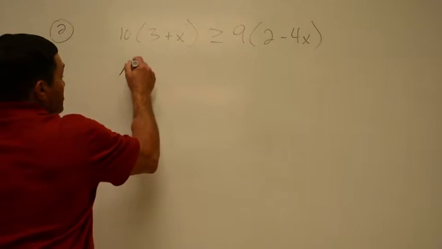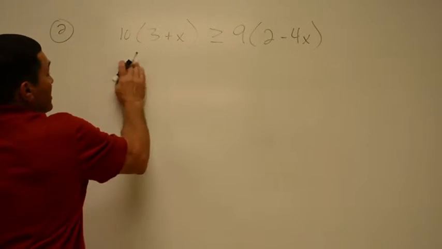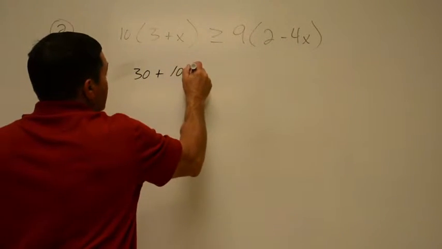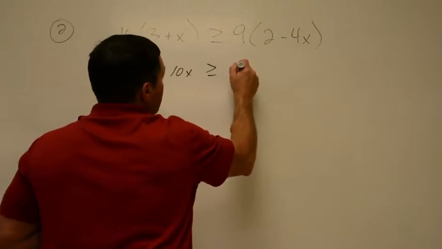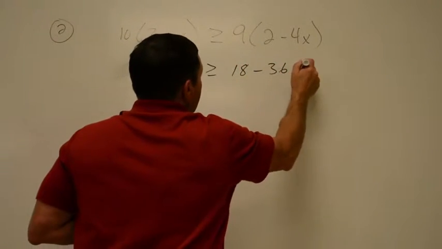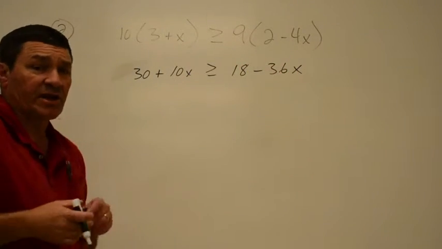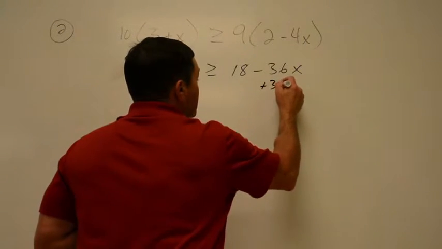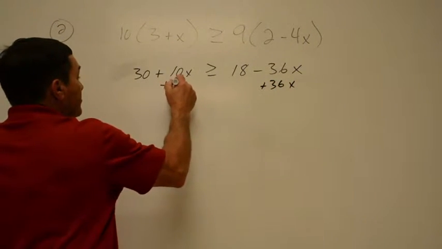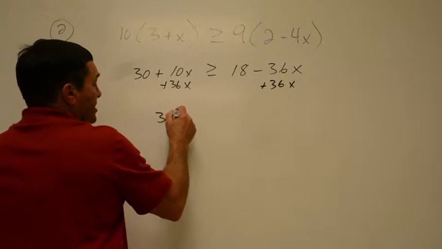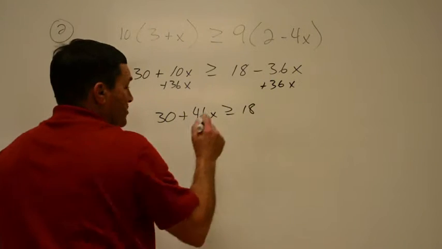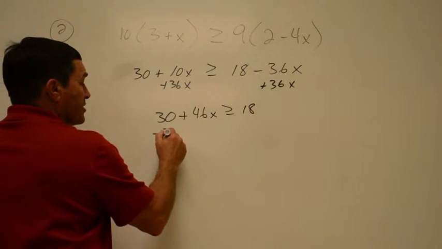So let's do that. We'll distribute the 10 across each of those terms. That would give me 30 plus 10x is greater than or equal to 18 minus 36x. I want to get all my x terms on one side, numbers on the other. I'm going to add 36x to both sides, just like I would with an equation. That gives me 30 plus 46x is greater than or equal to 18. I'm going to subtract 30 from both sides.